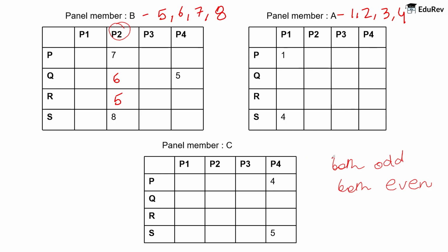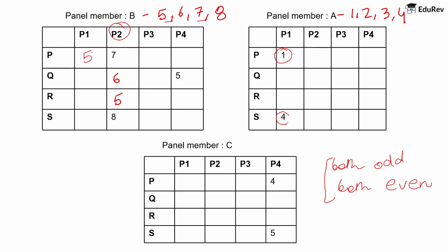Now, if I use this particular information, if you look at the score given to P in parameter 1 by panel member A, this is 1. It means if this is odd, this also has to be odd. So the odd possibilities for panel member B are either 5 or 7. But it can't be 7 because 7 is already there, and we know that for the same candidate, scores in different parameters can't be the same. So 7 is not possible. So the only remaining possibility over here is 5.